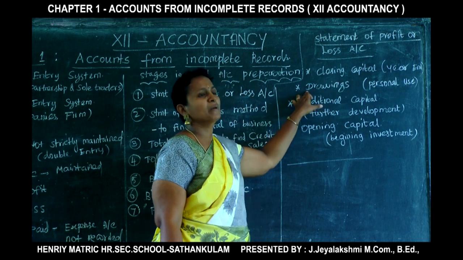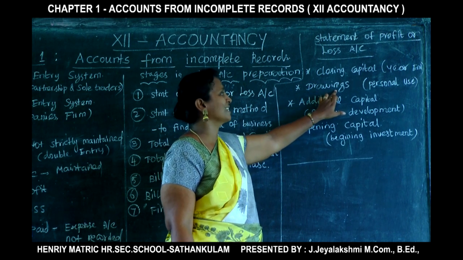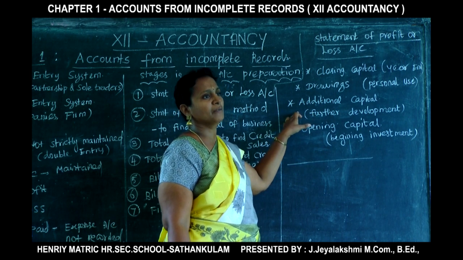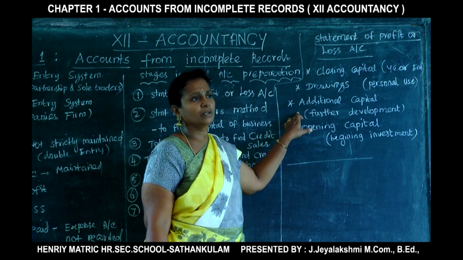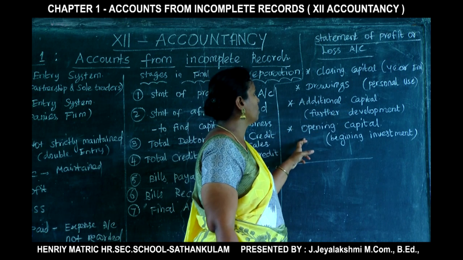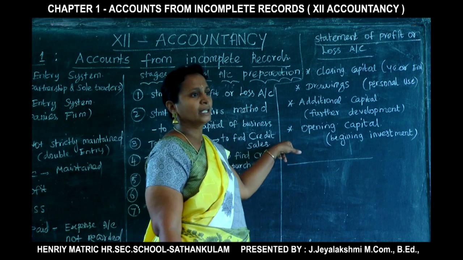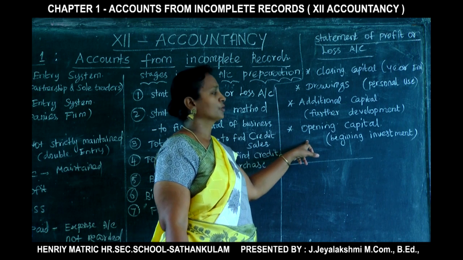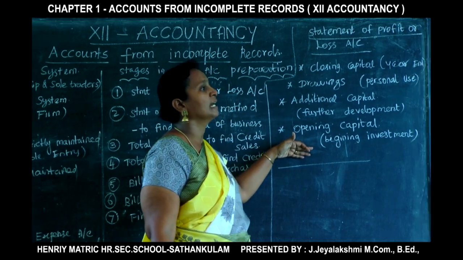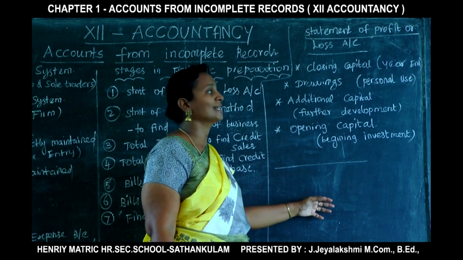Next, drawings. It may be used for himself or the business, so we have to consider this. Then additional capital, meaning capital added for the development of the business. Here we are using further cash amounts, so that must be taken into account. Next, opening capital means before beginning the business, we invest some amount of cash, so that must be known to us. By having these aspects only, we can calculate whether the business is earning profit or loss.